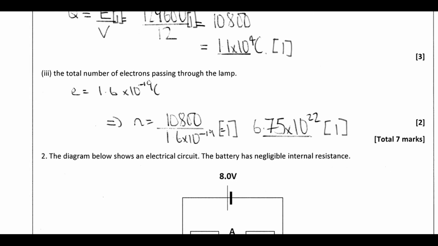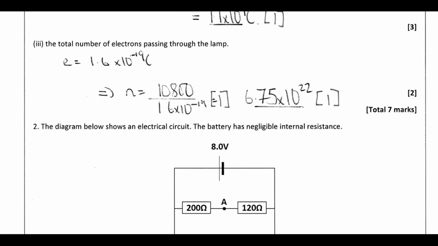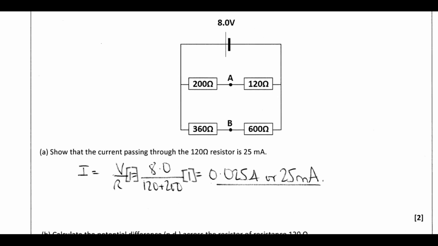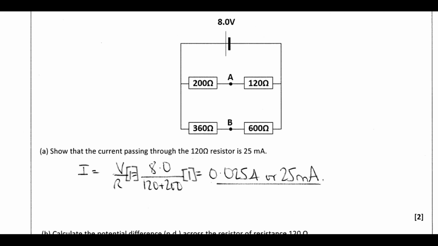That completes question 1, fairly straightforward. For question 2, we've got a diagram showing an electrical circuit, and a battery again with negligible internal resistance. The first question was to show that the current passing through the 120 ohm resistor is 25 milliamps.